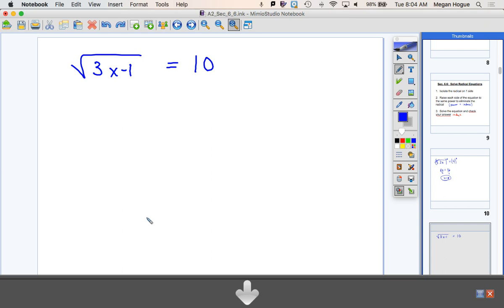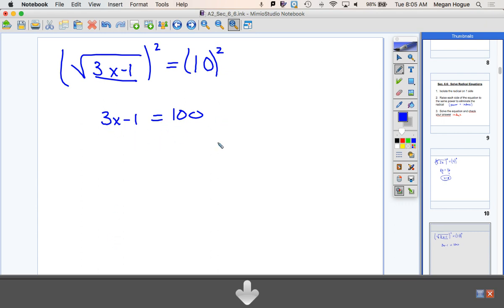So, Bree, what exponent do you think I want? What's the index? No, it's not there. What index is in there? 2. So I'm going to use an exponent of 2. So I'm going to square both sides. So again, you just get the radicand, just what's underneath. So 3x minus 1. Square this, so 100.